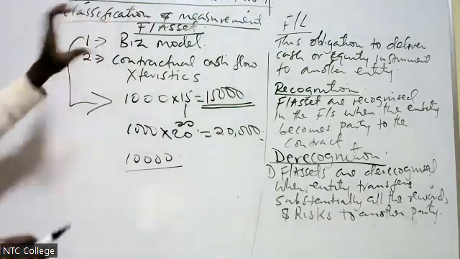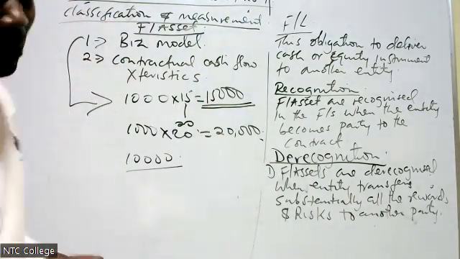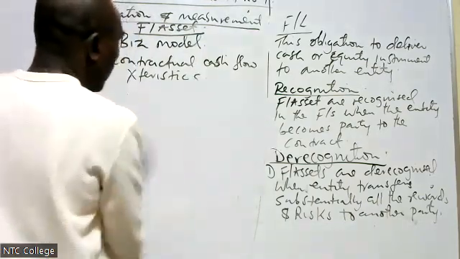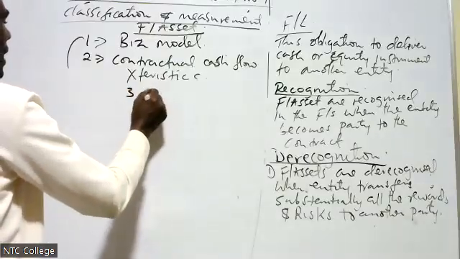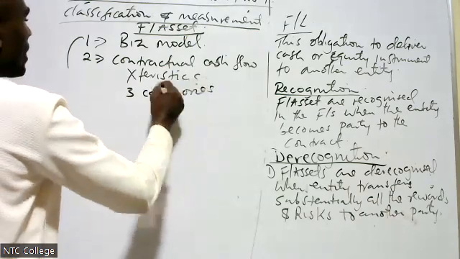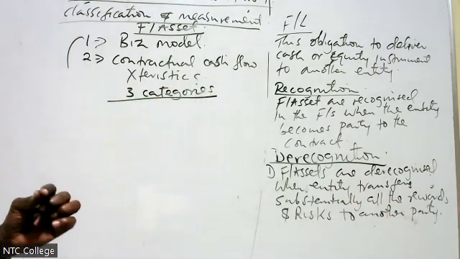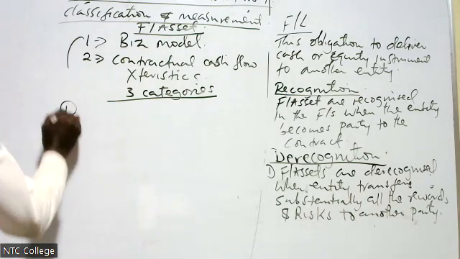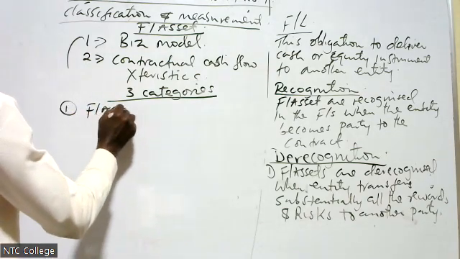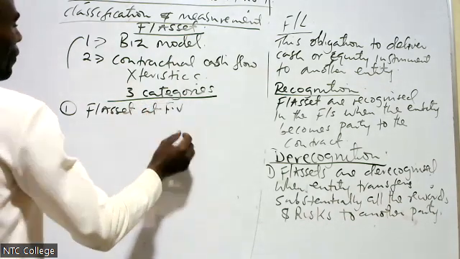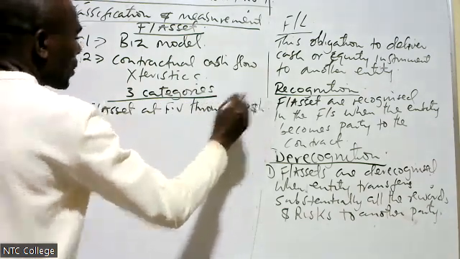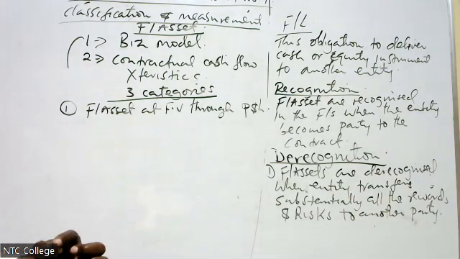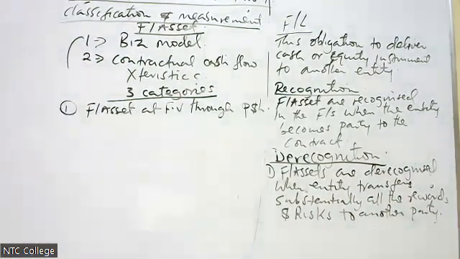Now, based on these two items, financial instruments or financial assets are classified into 3 categories. Number 1, we call it financial asset at fair value through profit and loss.